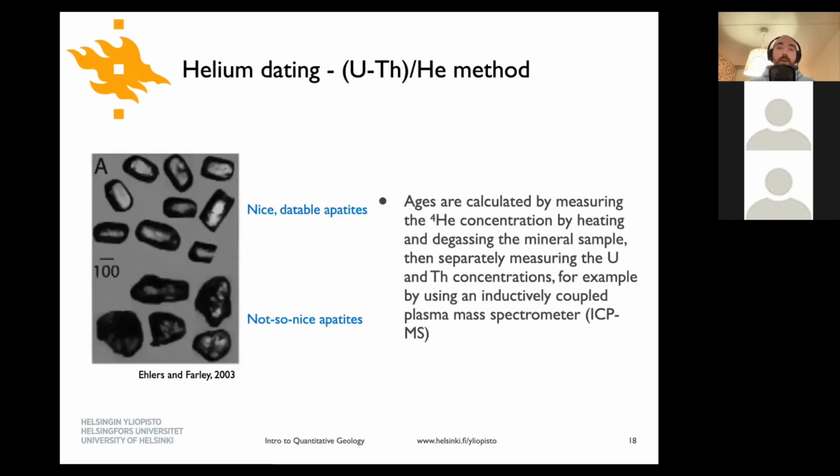In practice, when people go and use this method for dating, they're going to be looking at things like apatite crystals. So these are some apatite crystals in a view through a microscope. And you can see here, I think this is about a 100 micron scale bar. So you can see these are 100 to 200 micron apatites. These are nice datable apatites here because they still have their prismatic shape. They still look like the crystal, whereas the not so nice ones are kind of beat up and not looking very much like a crystal.